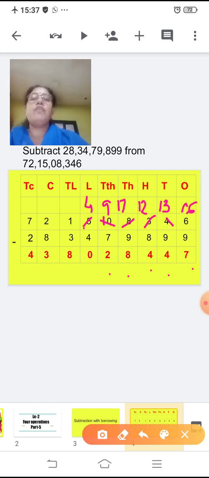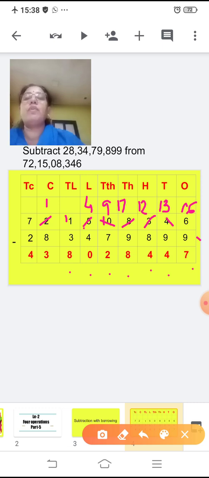Now in the lakh place, 4 minus 4, since both the numbers are the same, the answer is 0. Again coming to the 10 lakh place, here it is 1 minus 3, you cannot subtract it. So you will borrow from the crore place, it is 1 here, and this will become the number 11. Now 11 minus 3, you can count the numbers after 3 till 11: 3, 4, 5, 6, 7, 8, 9, 10, 11. So it is 8.